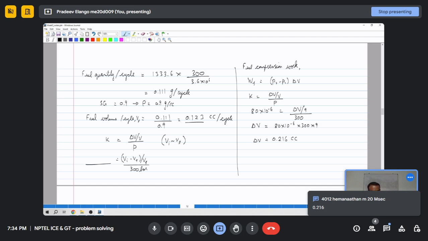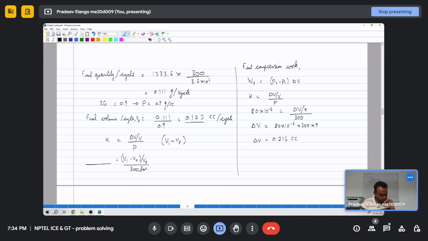So 0.216 cc of fuel: the plunger has to move by this first, only then will we get 300 bar. And after that we need to supply 0.123 cc. So that means the total displacement is 0.123 plus 0.216.